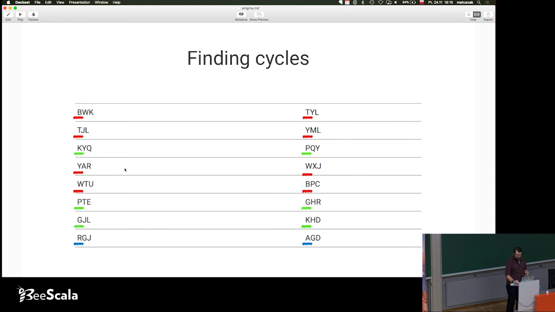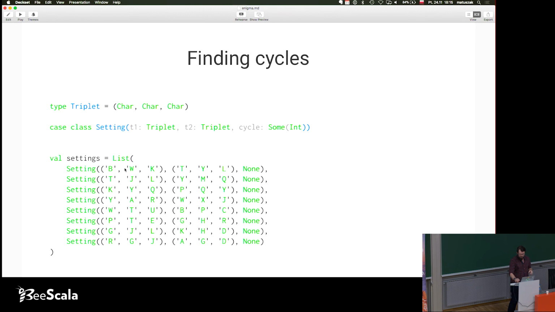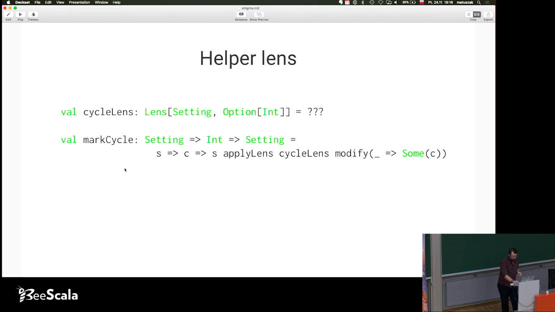So again, we have these cycles which we defined earlier. We can write this as a triple, so we have three chars: first, second, third. We have our settings, which is the left triple, the right triple, and the cycle. And we can define this list like this. We can have a helper lens to zoom into our cycle field inside the settings and update this.